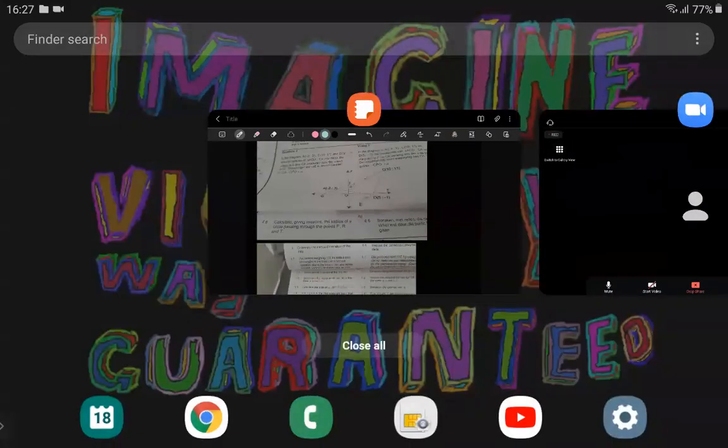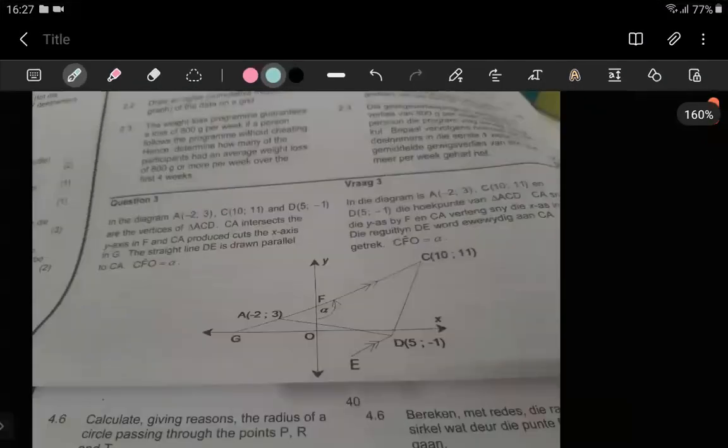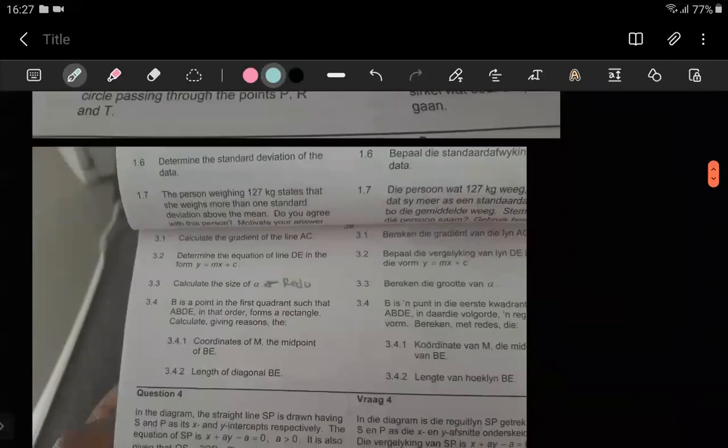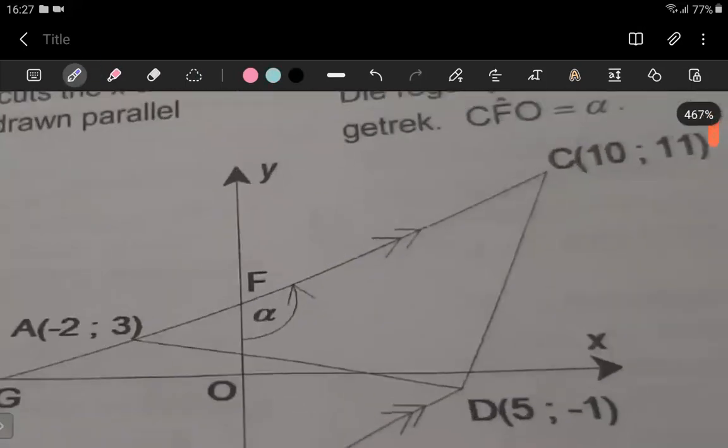Okay, so for something like 3.3, right? What does it say here? It says we need to get an angle somewhere. But then the angle we're trying to get is not at the x-axis. Oh, okay, it's an angle here.